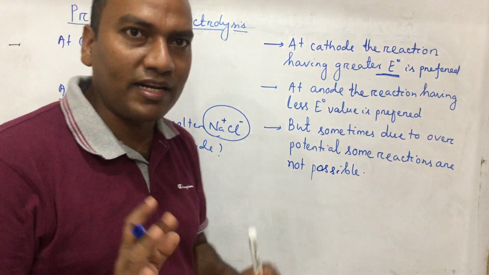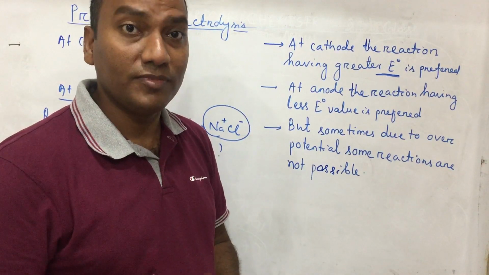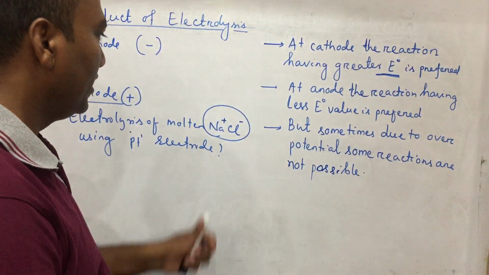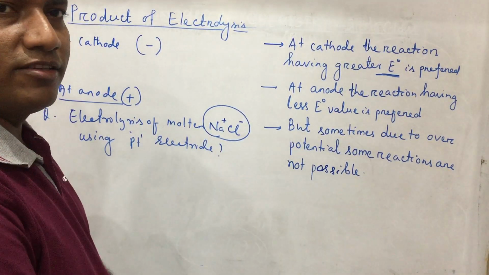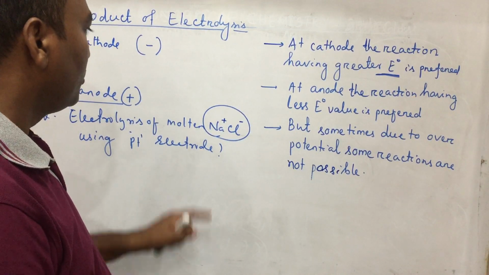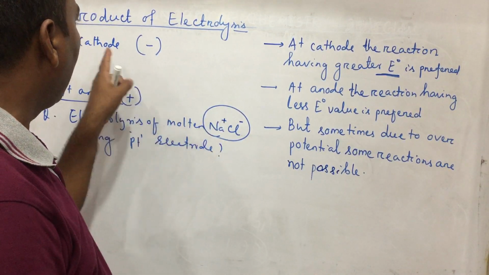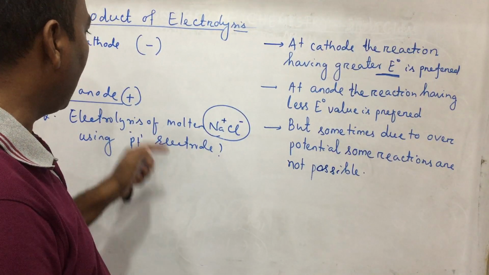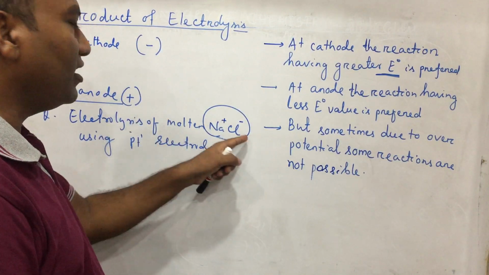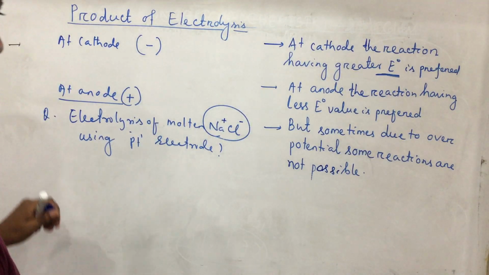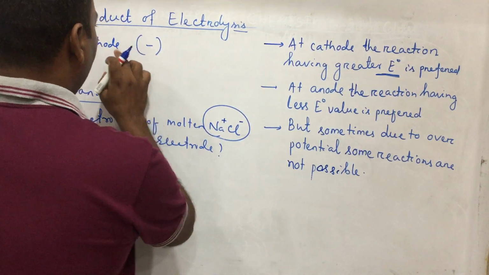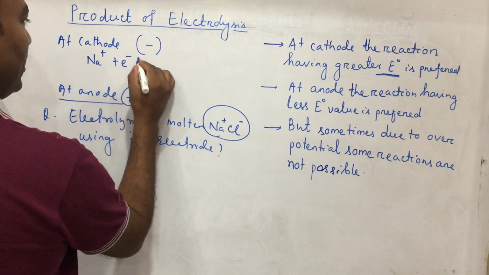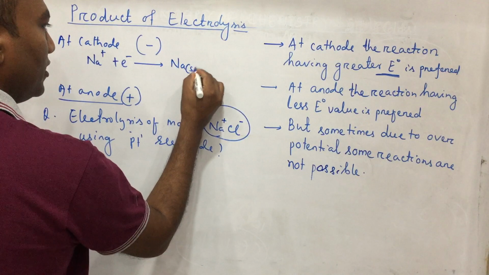Are there any other ions present? No. Try to understand. In molten NaCl there is Na plus and another ion is Cl minus. Clear? Out of this, at cathode, means at the negative electrode, the positive ion reaction takes place, and at anode, means the positive electrode, the negative ion reaction takes place. So first at cathode, Na plus, when it gains one electron, becomes solid Na.